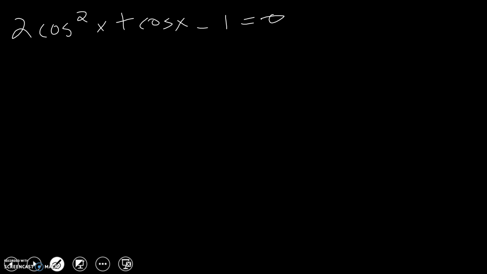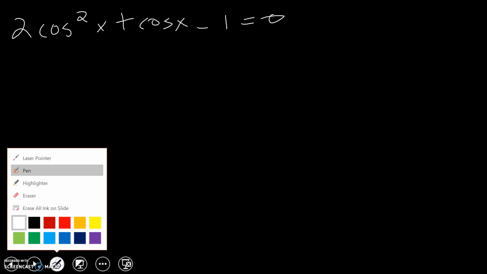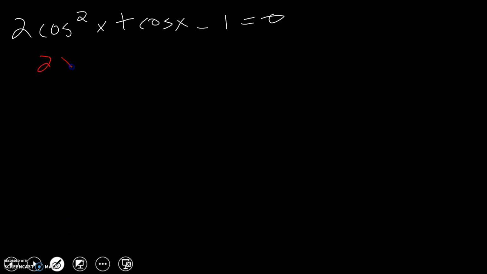So the first thing I'm going to do is break this down into x and y. So I'm going to rewrite this as 2x squared plus x minus 1, which equals 0. Now what I want you guys to do is pause the video and try to factor this equation that we have.